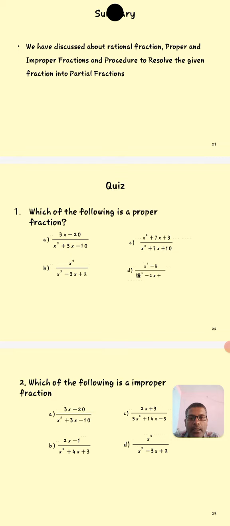Here you observe the improper fraction. What is the definition of an improper fraction? The degree of f(x) is greater than or equal to the degree of g(x). Using the definition, you have to find out which one is the improper fraction and which one is the proper fraction.